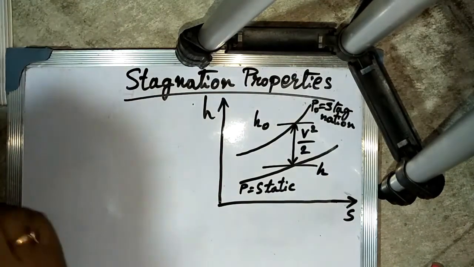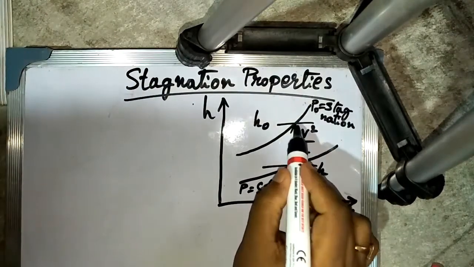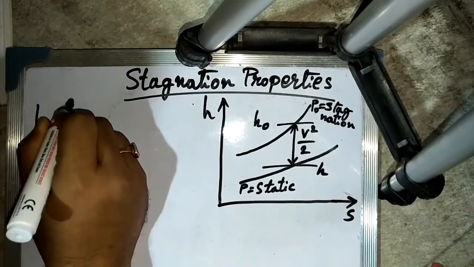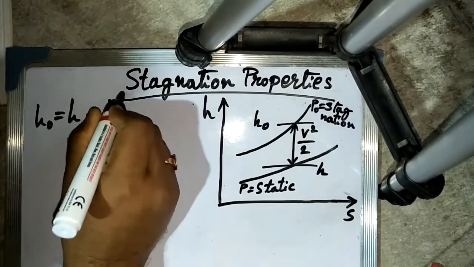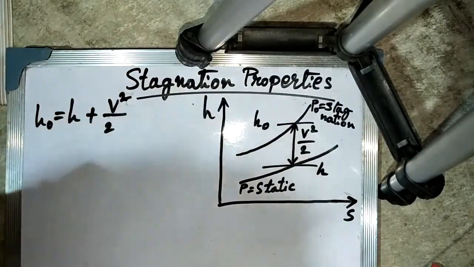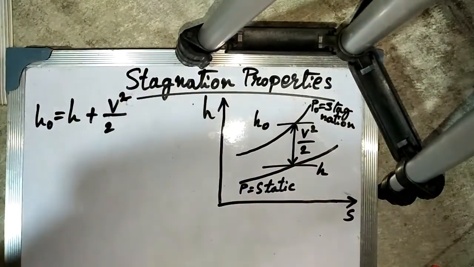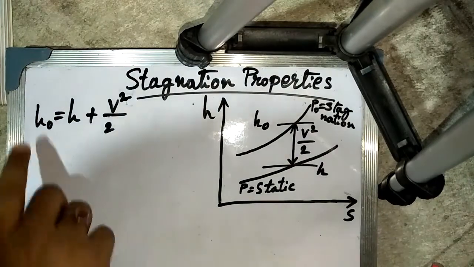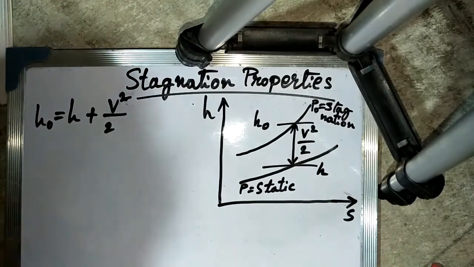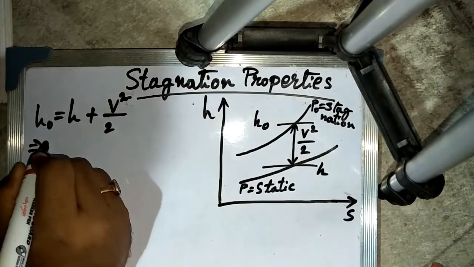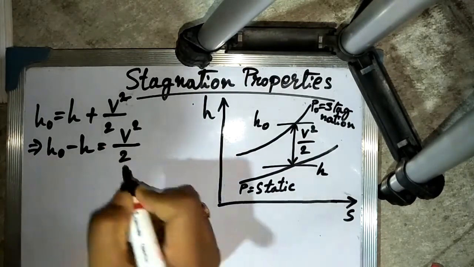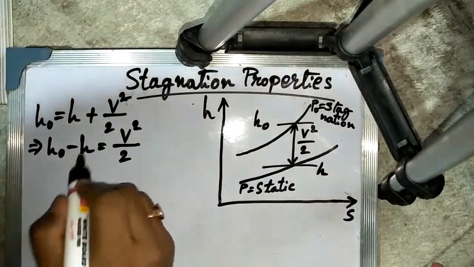Okay, and if we apply the steady flow energy equation for these 2 points, we get H0 equals H plus V square by 2. The stagnation velocity is 0 because the fluid comes to rest, so V0 is 0. So H0 equals H plus V square by 2. Now we can write H0 minus H equals V square by 2. So this is the difference in enthalpy.